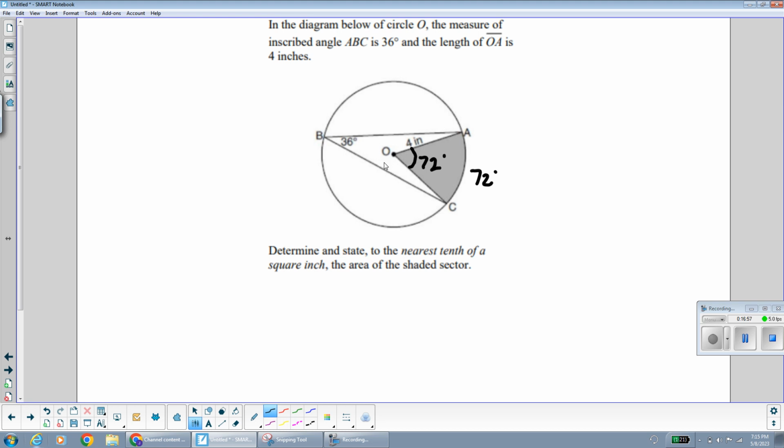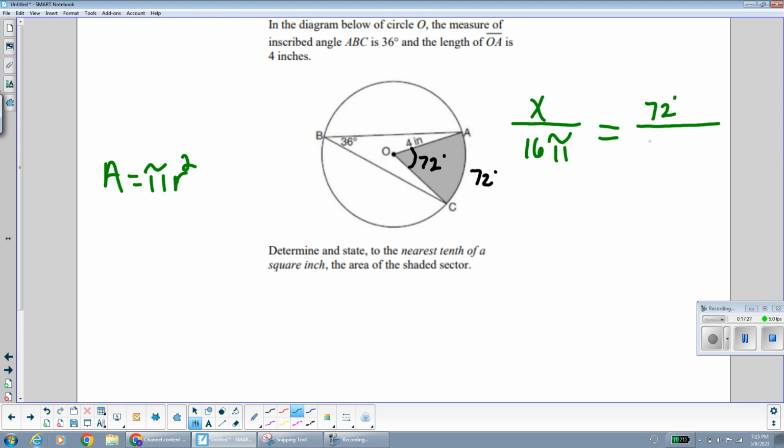So now we were able to find the central angle that we need to find the area of the sector. Let's use our proportion. Part over whole equals part over whole. We're looking for the area of the sector, so that's going to be x. And let's put that over the area of the entire circle, which would be pi r squared. The radius is 4. 4 squared is 16, so that would be 16 pi. And then we're going to put the central angle, that's why we needed it, over 360, which is the total of all the central angles of a circle.